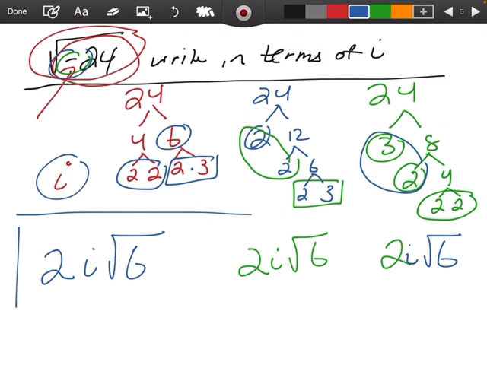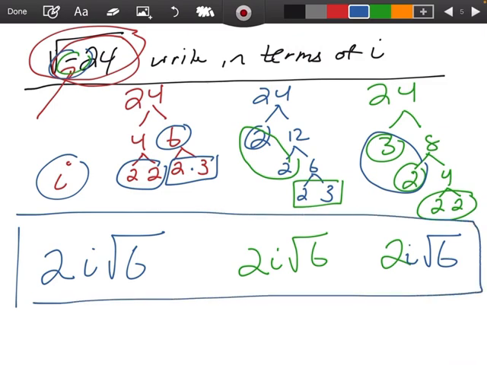So if you notice, regardless of how you break down your number, y'all, we end up with the same answer, okay? But I thought it was a great question, and I hope this helps.